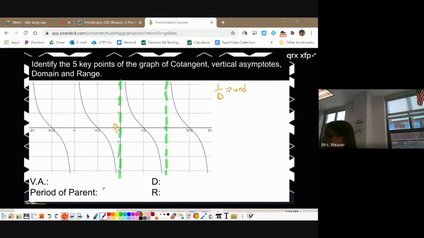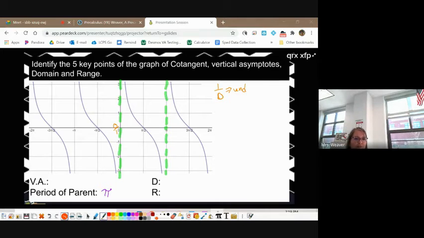Cotangent will also have a parent function with a period of pi units because it's just a flip, or the reciprocal, of tangent. And so if tangent only needed pi units to finish a full cycle, cotangent will only need pi units to finish a full cycle. So both tangent and cotangent have parent functions with a period of pi units. All four other trig functions have parent functions with periods of 2 pi.